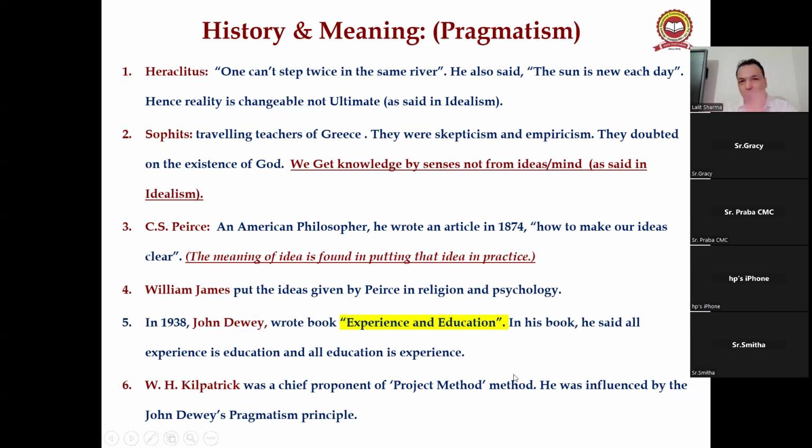John Dewey, look, this name you always have to remember, right? John Dewey. In 1938, he wrote the book Experience and Education. In my starting lecture, I quoted this quotation. In this book, he said, all experience is education and all education is experience. And last, Kilpatrick, he was a chief proponent of the project method. He was influenced by John Dewey's pragmatism principle.